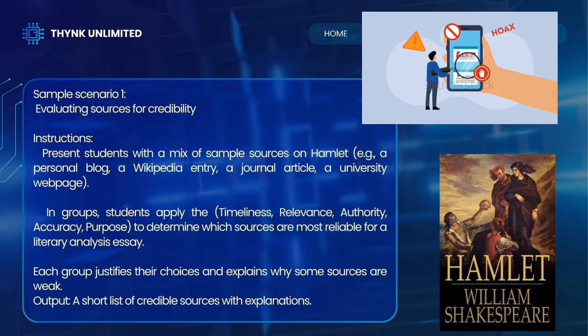So for this activity, the teacher will give different sources about the play Hamlet. Some are strong and some are weak. And the students' job is to test each one, identify which sources are credible, and explain why. This skill is important because in English, when they write essays or research papers, they need evidence that is trustworthy, not just any article we find online.